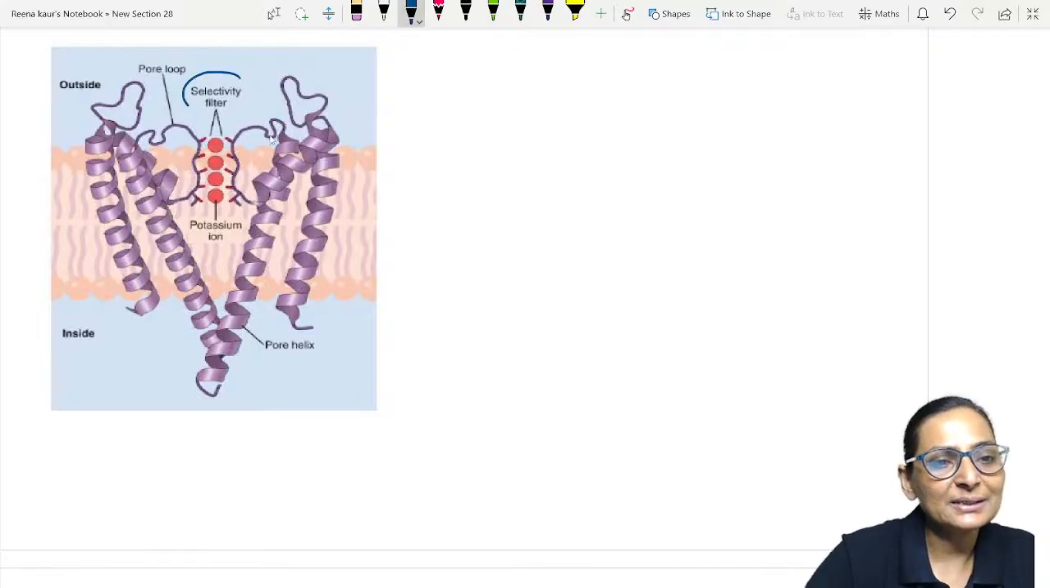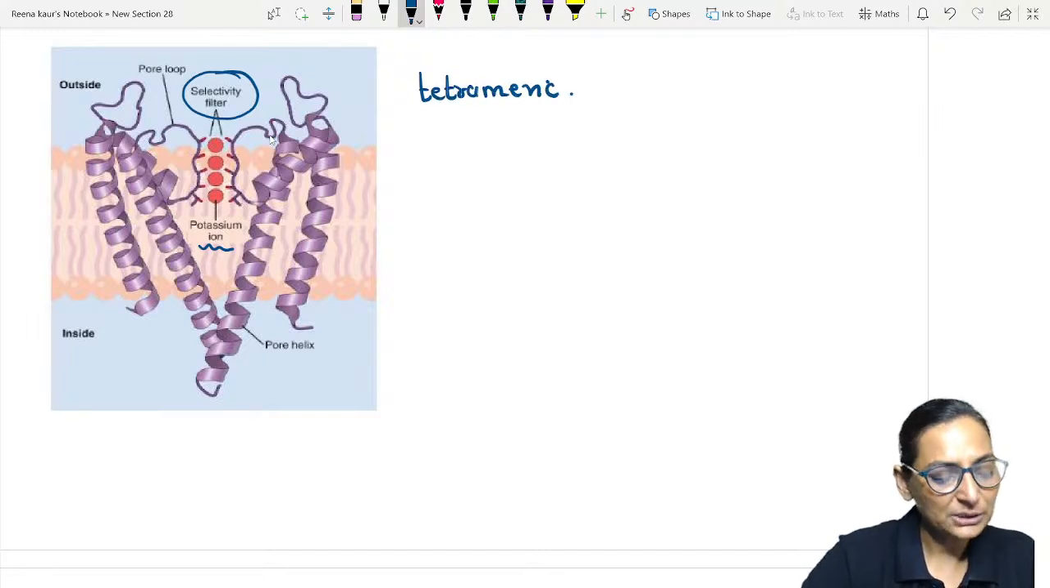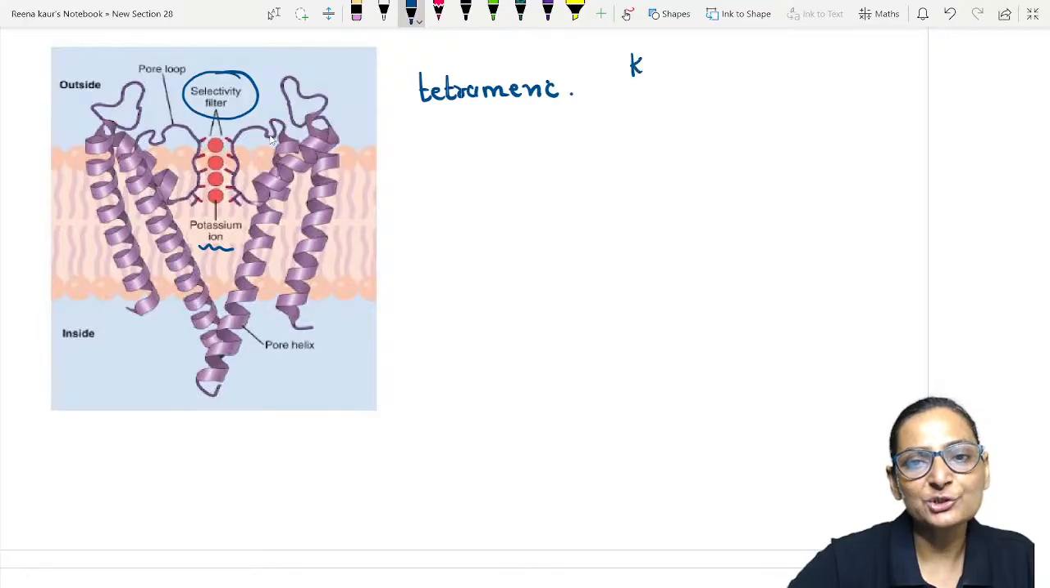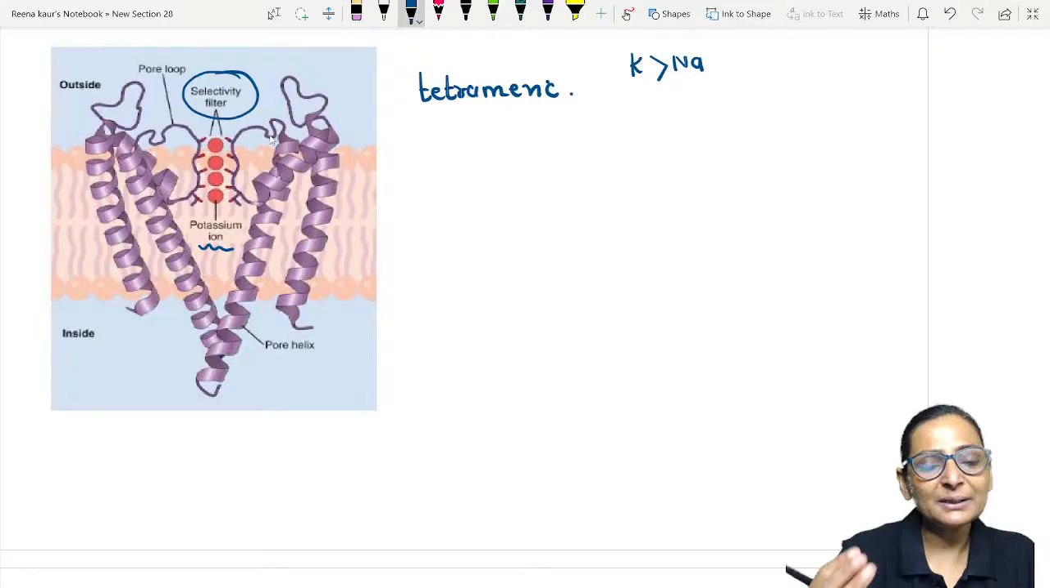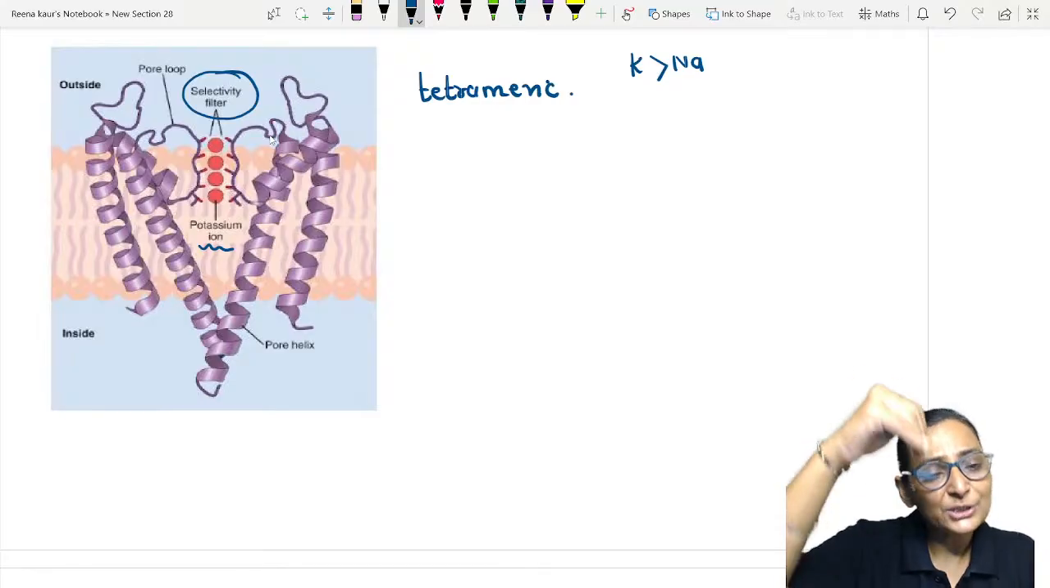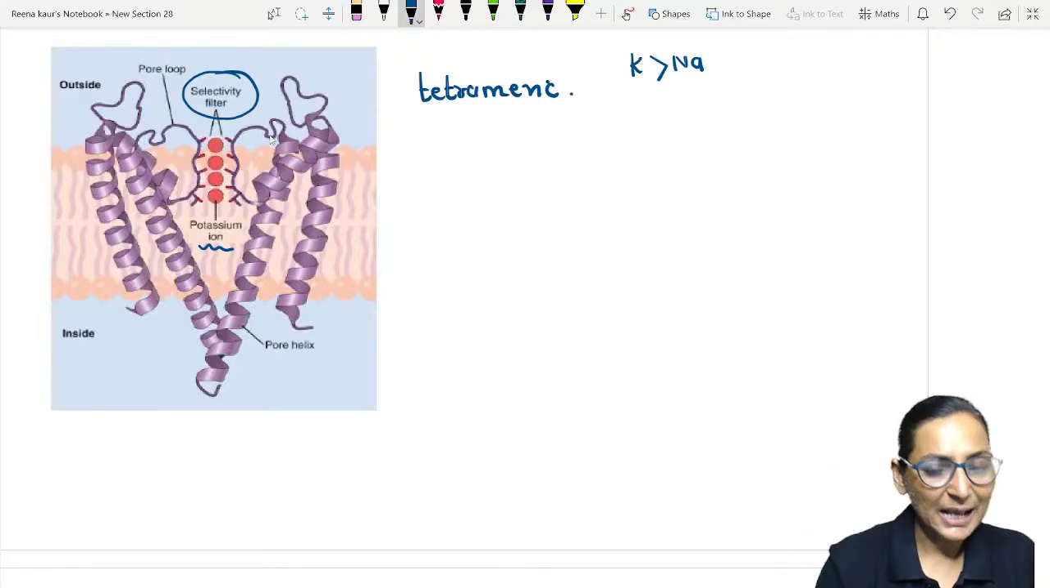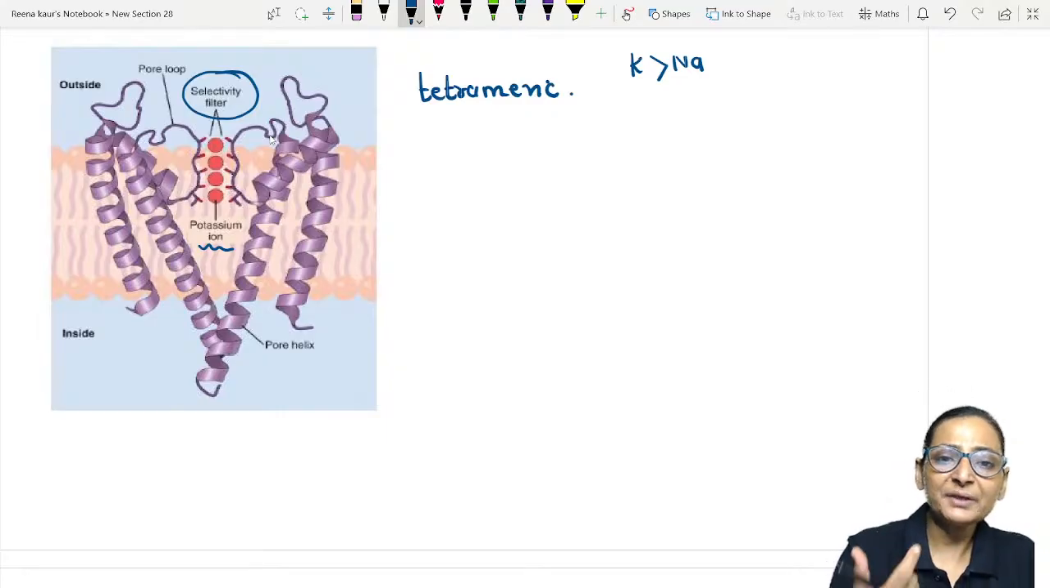So you can see that this is the selectivity filter and this is a channel for potassium. It is supposed to be a tetrameric channel for potassium. Now if you look, the molecular size of potassium is more than the molecular size of sodium. इसका मतलब potassium actually जाना difficult है as compared to sodium, लेकिन फिर भी potassium easily क्यों जा रहा है?